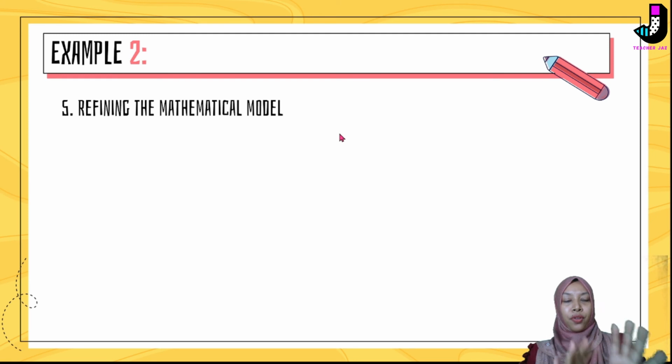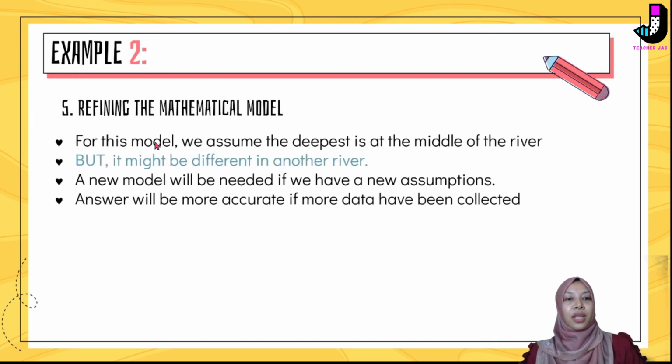After the fourth component, the fifth is how to refine the mathematical model. As for this model, we assume that the deepest point is at the middle of the river, but it might be different in another river. So a new model will be needed if we have new assumptions. And the answer will also be more accurate if more data is collected. So that is the fifth component, refining the mathematical model.